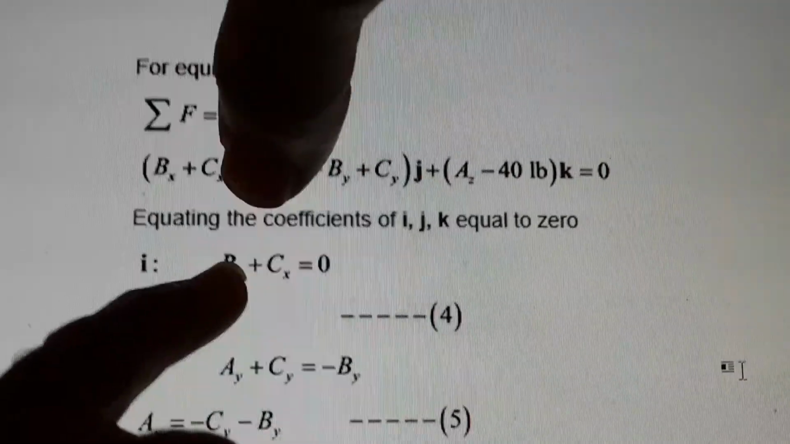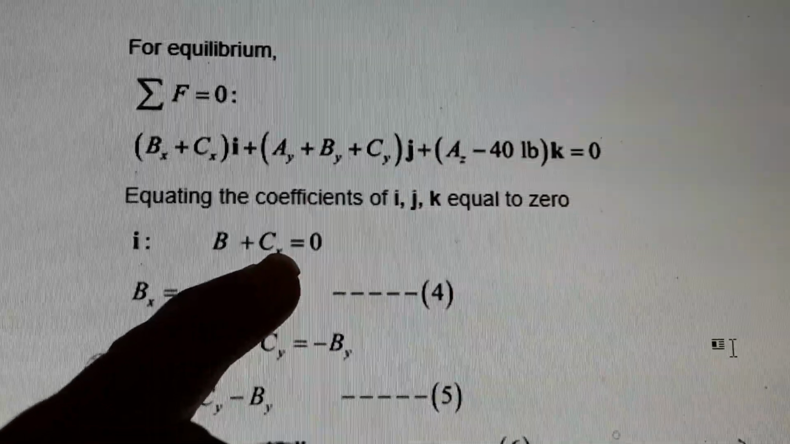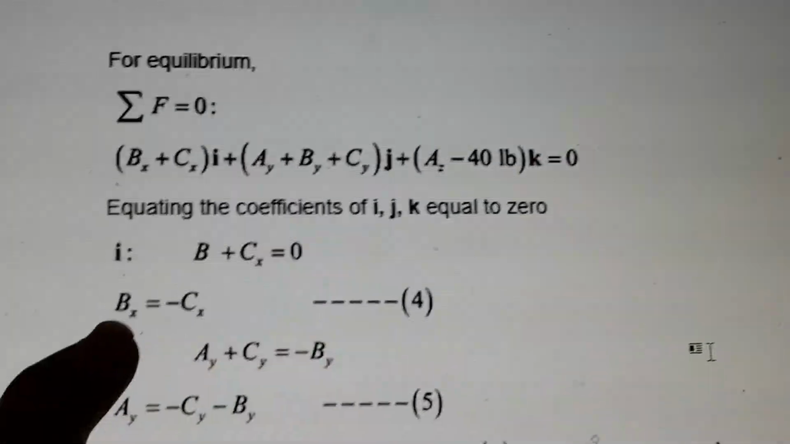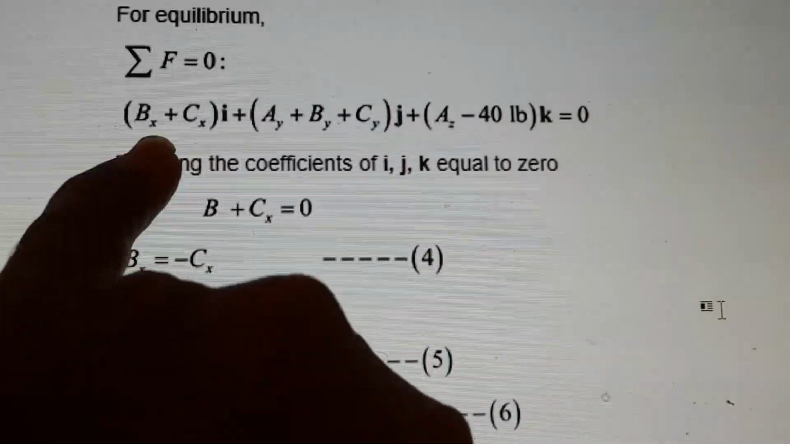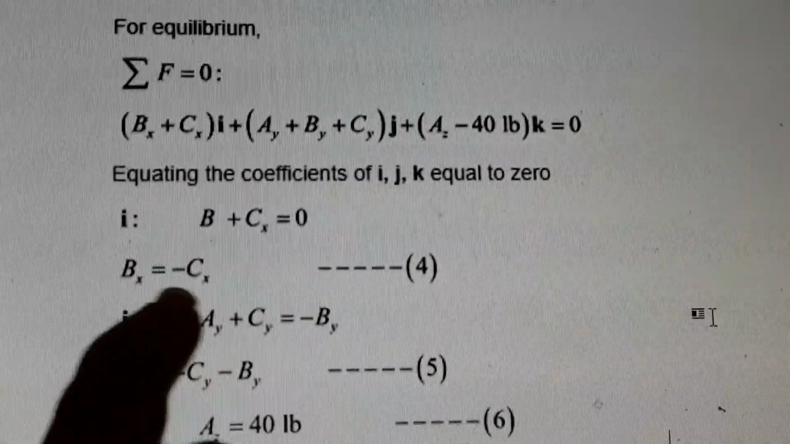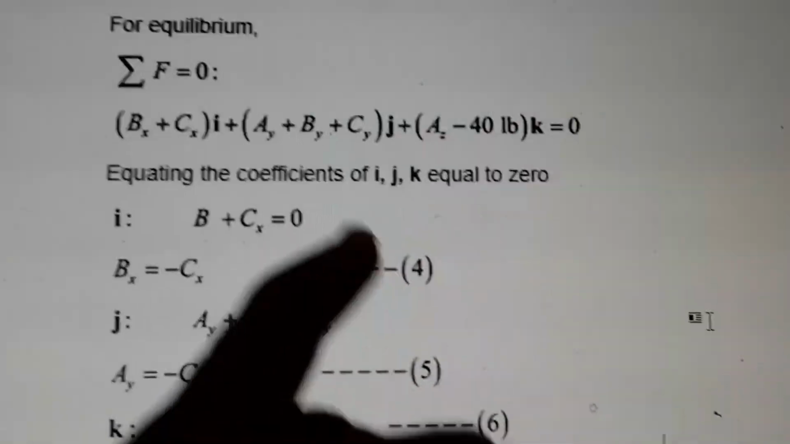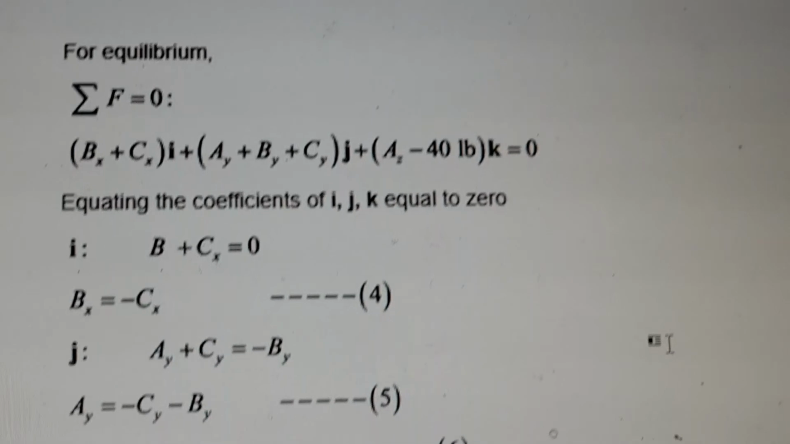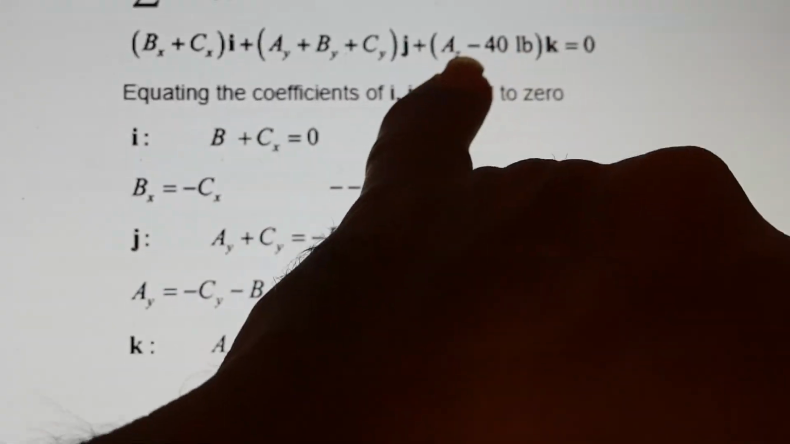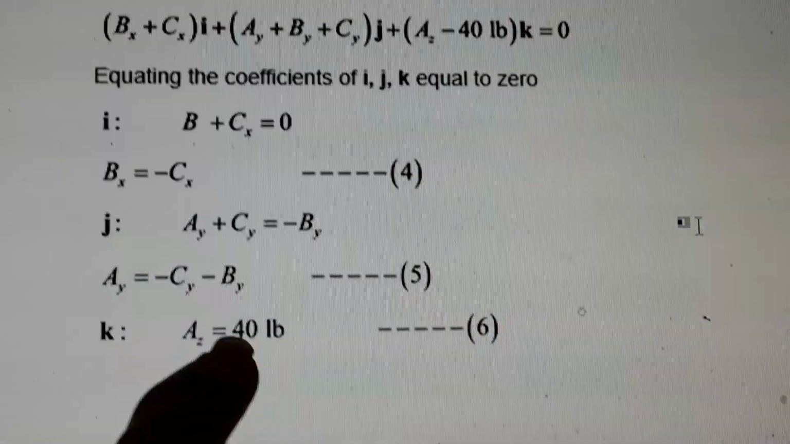We take the first one, make it equal to 0. BX plus CX equal to 0. BX is equal to minus CX. This is not B, this is BX, so we'll just make it BX. BX is equal to minus CX, this is equation number 4, and we should do this one as equation number 5. And k is this one. From k, we can find that AZ is equal to 40. So AZ is equal to 40.